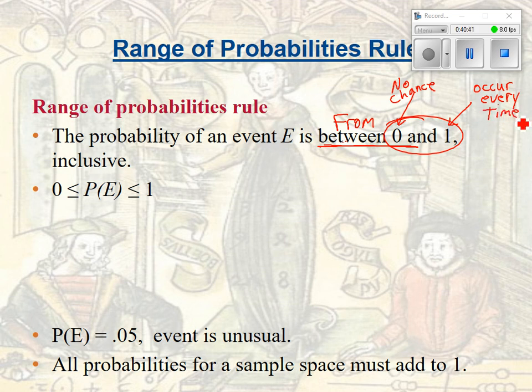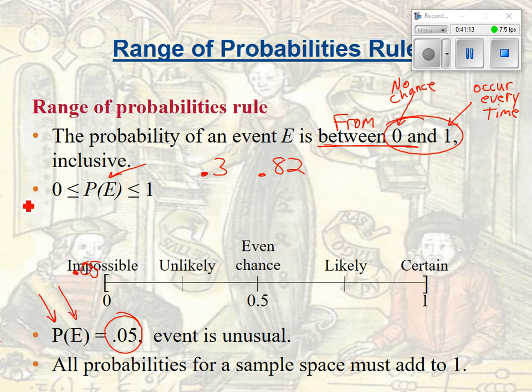And anything else in the middle, like 0.3 or 0.82 or whatever, then those occur at whatever percentage it is. Remember this says probability of some certain event. Anytime an event has a probability that's less than 0.05 or 5%, then that event is considered unusual. Let me erase this.